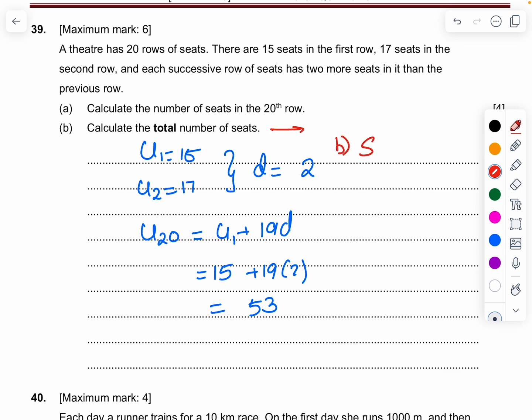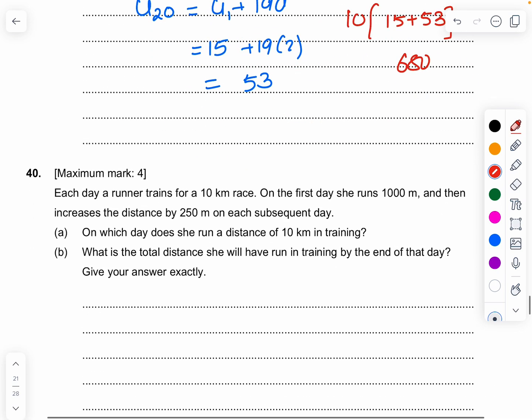Calculate the total number of seats. So S20 is 20 upon 2 times the first term plus the 20th term, because there are 20 rows. So 10 times the first term, 15, and the 20th term is 53, which becomes 680.